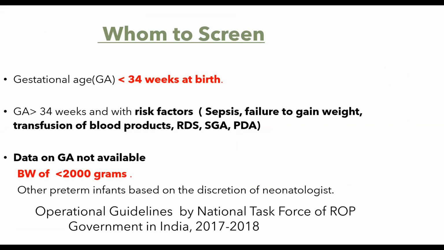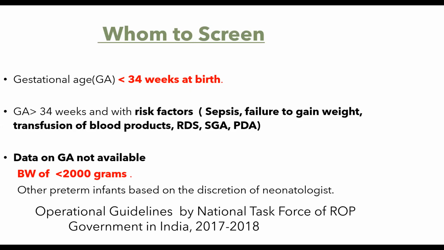Other things apart, any baby who is less than 34 weeks at birth, we need to screen. But even if the age is more than 34 weeks at birth, with other risk factors like sepsis, failure to gain weight, transfusion of blood products, respiratory distress syndrome, small for gestational age, PDA, it is a good idea to screen those babies, because they may even develop ROP. The second criterion is, if gestational age is not available, then any baby who has a birth weight of less than 2 kg at birth needs to be screened.